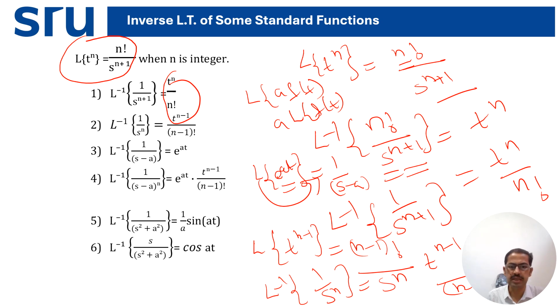1 by s plus a is e to the power of minus at. The Laplace transform of e to the power of minus at is 1 by s plus a. Then the inverse Laplace transform of 1 by s plus a is e to the power of minus at. Next, by the first shifting theorem.